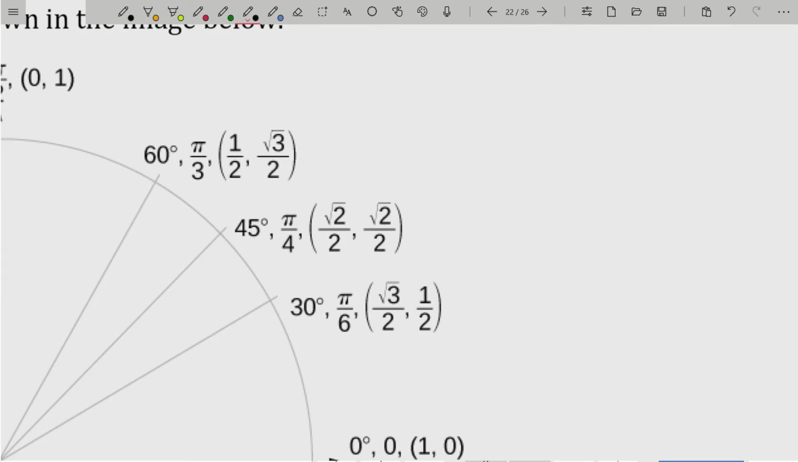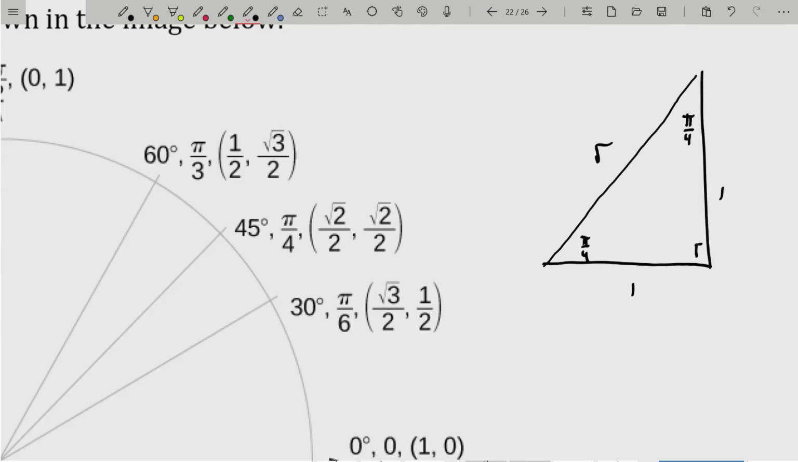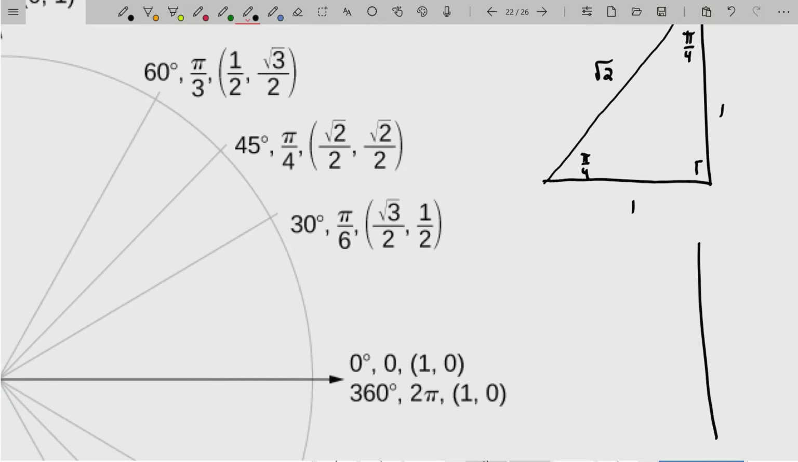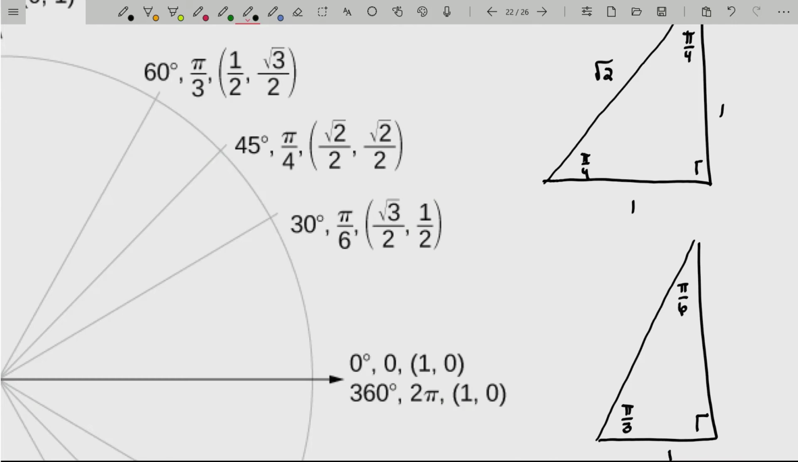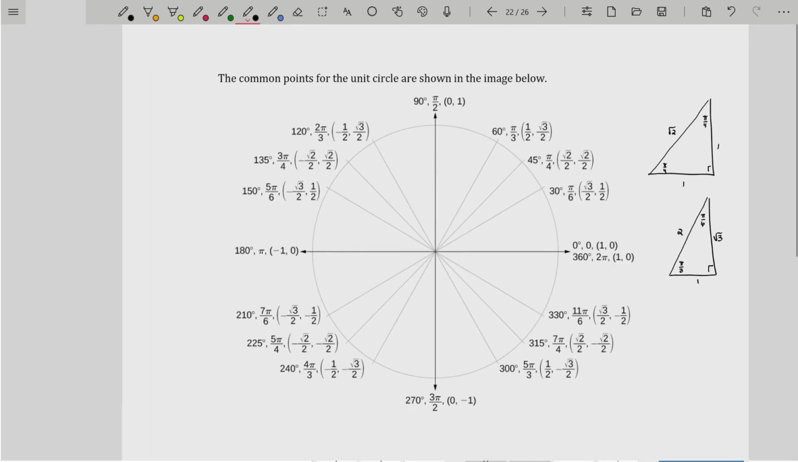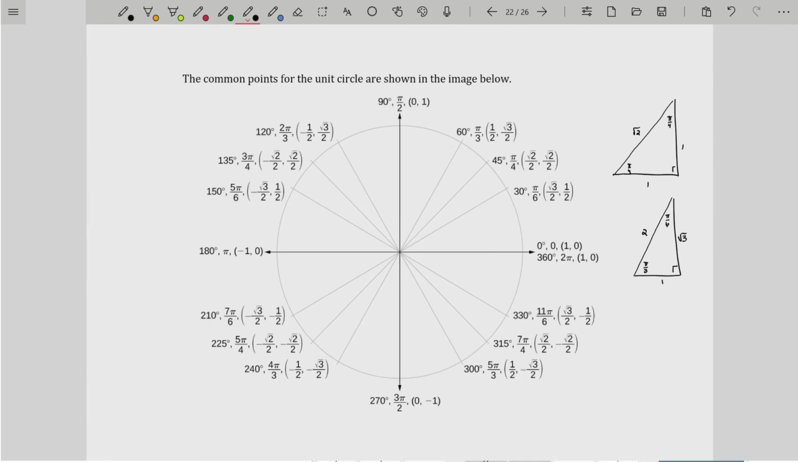But I can give you all the same information with a pi/4. Let me do it this way. I give you the same information with my pi/4 right angle triangle, 1, 1, √2, and with my pi/6, pi/3 right angle triangle, 1, 2, √3. You land anywhere on that triangle that's not on an axis, because I'll talk about that in the next video.